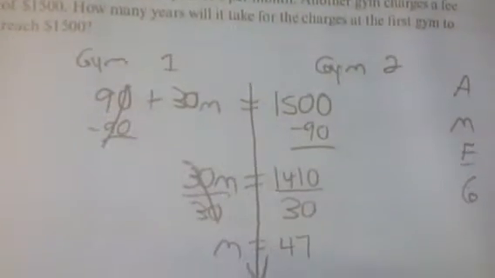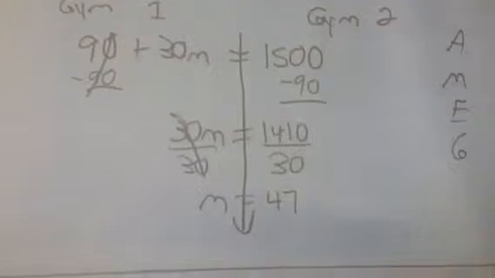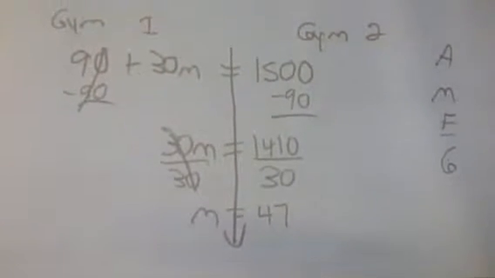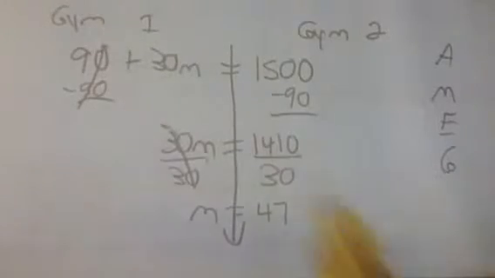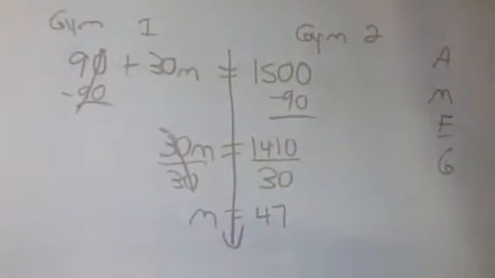It says how many years will it take for the charges of the first gym to equal the second gym. So what we saw is our answer is in months. Our answer is in months, so it would take 47 months. But it didn't ask us about months, it asked us about years. So to find out how many years that is, we have to divide by 12 because there are 12 months in a year. We solved for M, which was months, so to find the number of years, I divide 12 into 47.